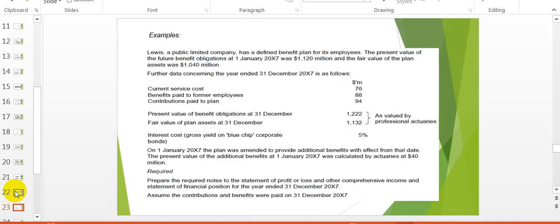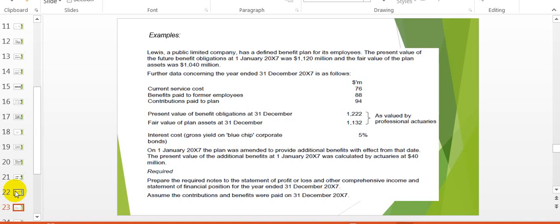We now look at an example. Lewis Company, a PLC, has a defined benefit plan for its employees. The present value of the future benefit obligations at 1st January 2027 was 1,120 million, and the fair value of the planned asset was 1,014 million. So those were the opening balances at the beginning of the year of the benefit obligation and the planned assets respectively.